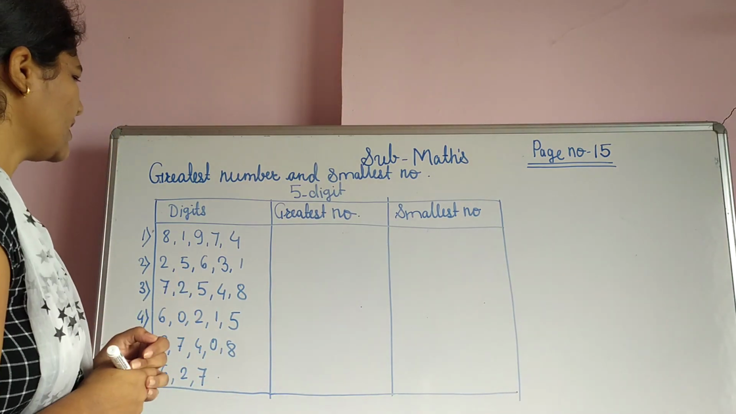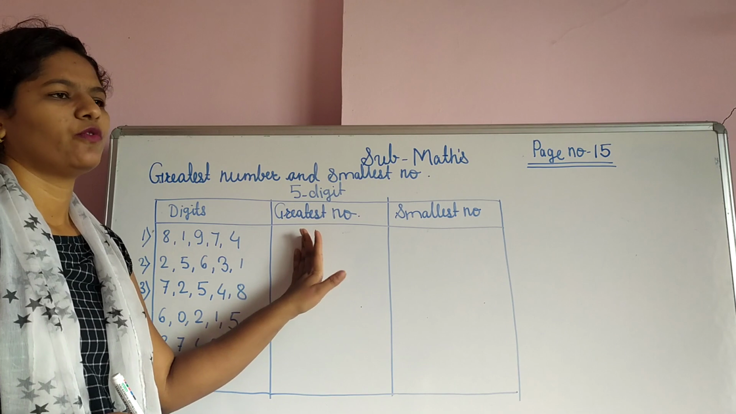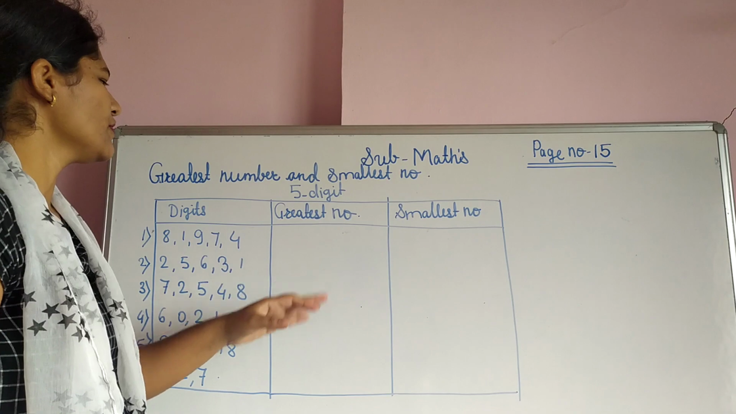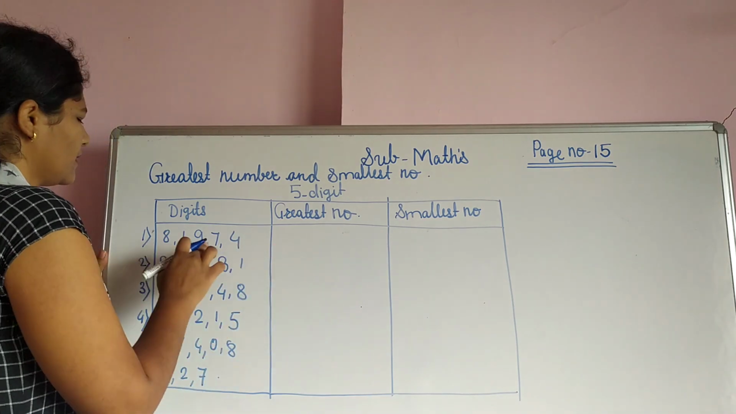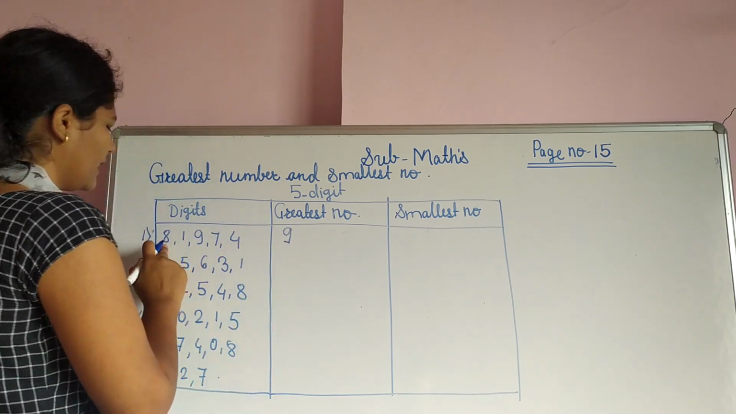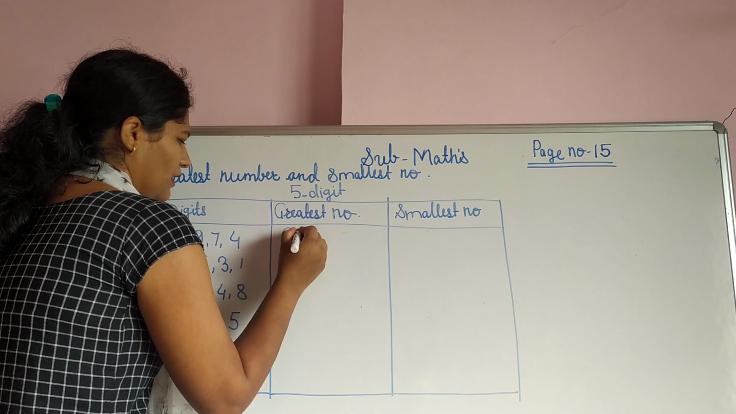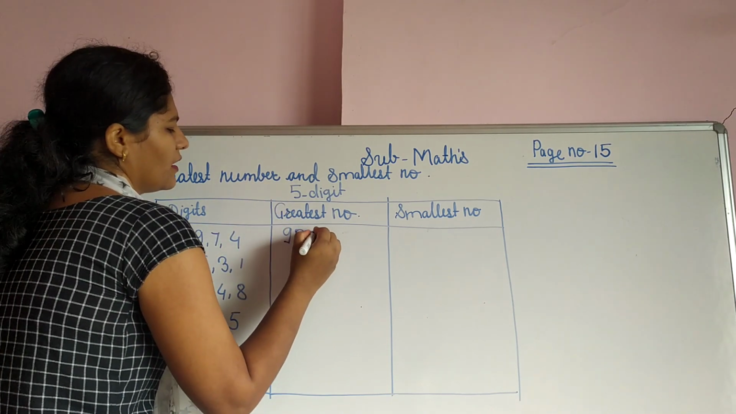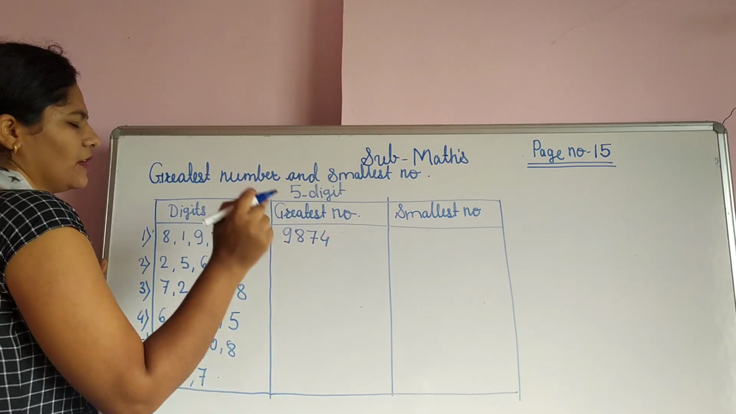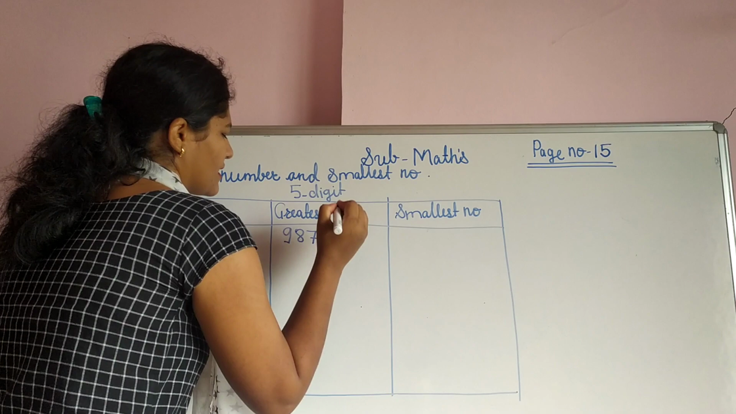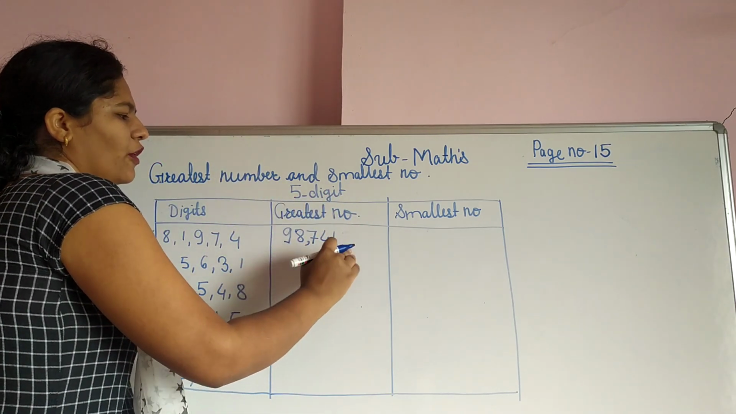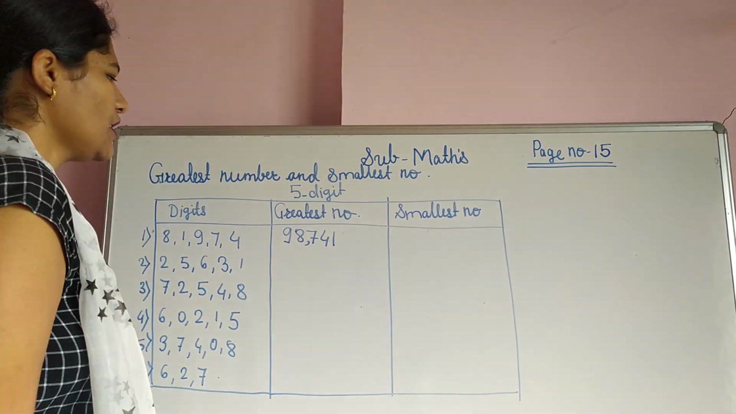So students, we will see here the greatest number. We want the number in descending order, that means big to small. So here which one is the big digit? 9 is the big, so we write 9 first. Then next is 8, 8 is big after 9. Then next, 7. And the next, 4. And the smallest number here is 1, so we write 1 last. So this is our greatest number, 98,741.